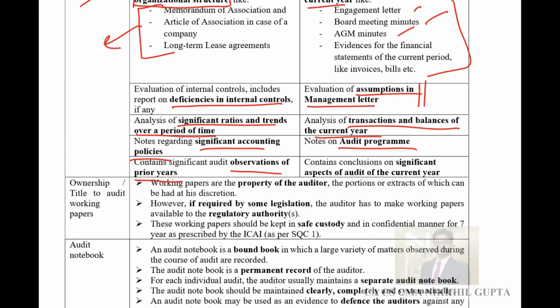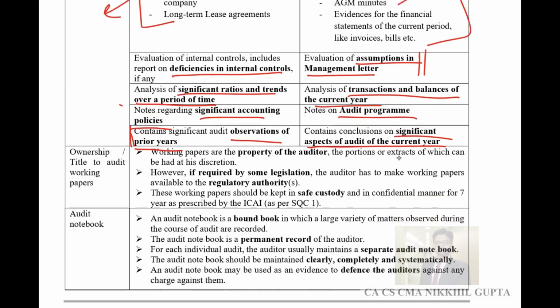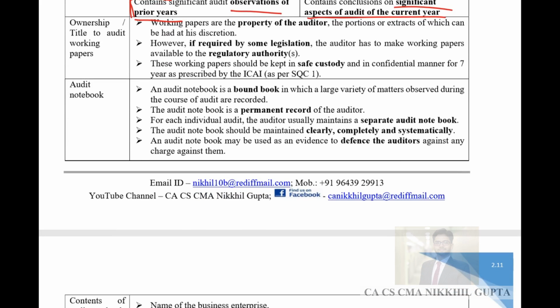Significant audit observations of prior years. So if there are major defaults which are found in the financial statements or cost statements of a company, then those defects or defaults are to be highlighted to the future auditors as well, so that they can lay higher emphasis on those areas. To lay higher emphasis on those areas, they should be aware of those areas, and those areas are recorded in the permanent audit file. Then in the current audit file, the significant aspects of audit of that particular year which will not affect the future years are kept. So this is the difference between permanent audit file and current audit file.